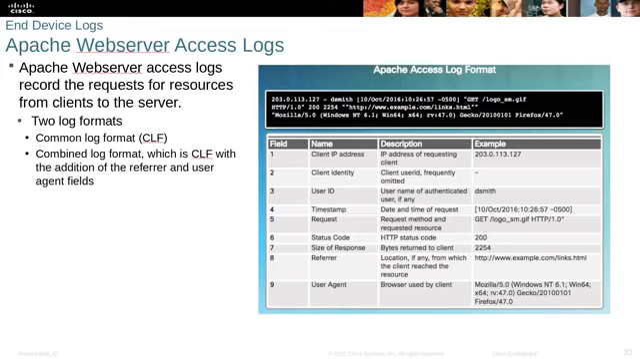Codes that begin with a 3 represent a redirection, and codes that begin with a 4 represent client errors. Old famous 404 file not found and things like that. Codes that begin with a 5 represent server errors.